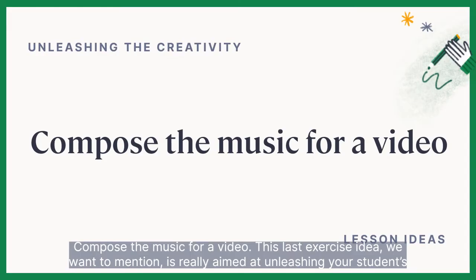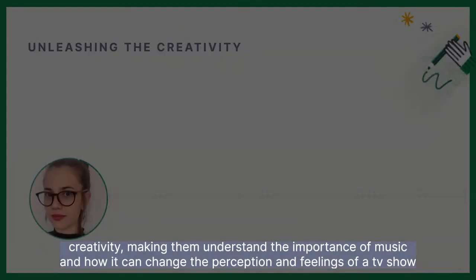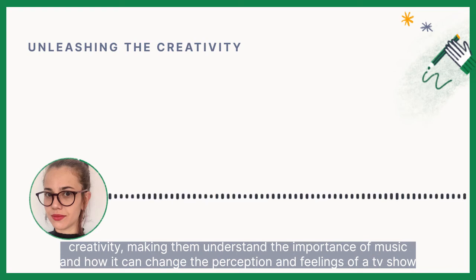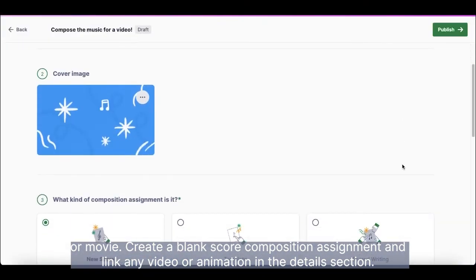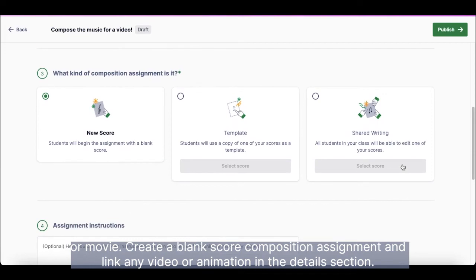Compose the music for a video. This last exercise idea we want to mention is really aimed at unleashing your students' creativity, making them understand the importance of music and how it can change the perception and feelings of a TV show or a movie. Create a blank score composition assignment and link any video or animation in the details section.